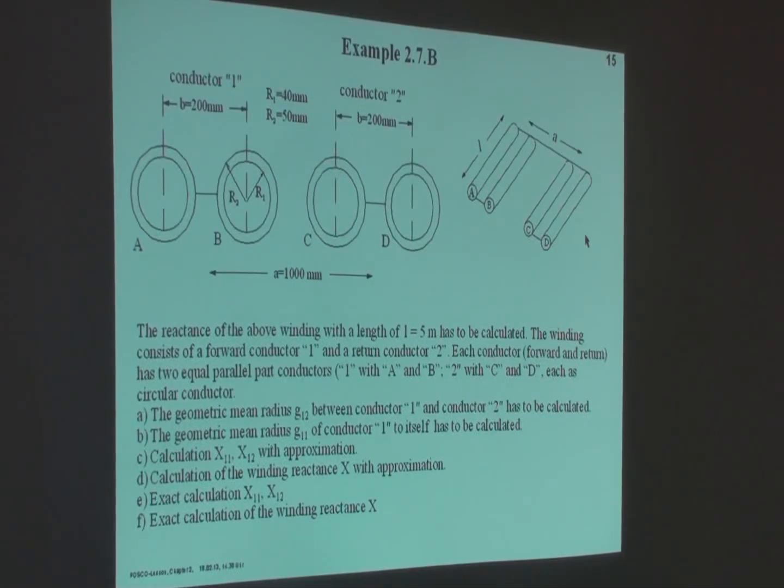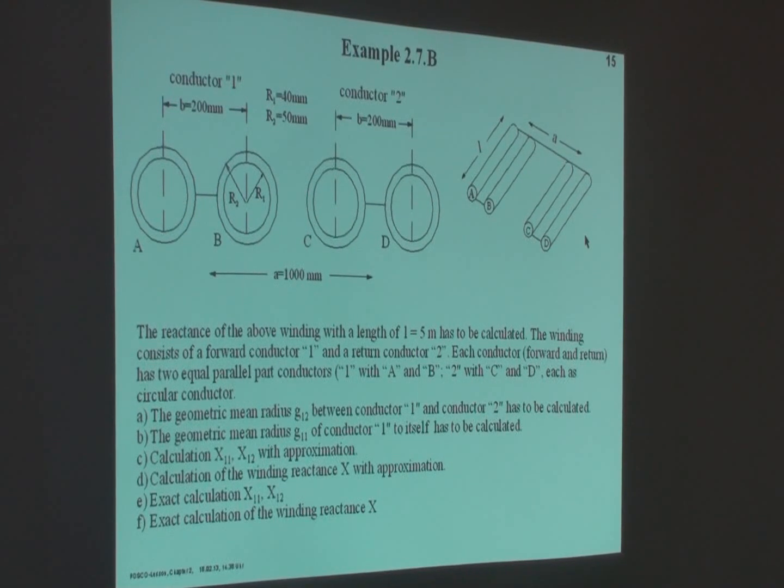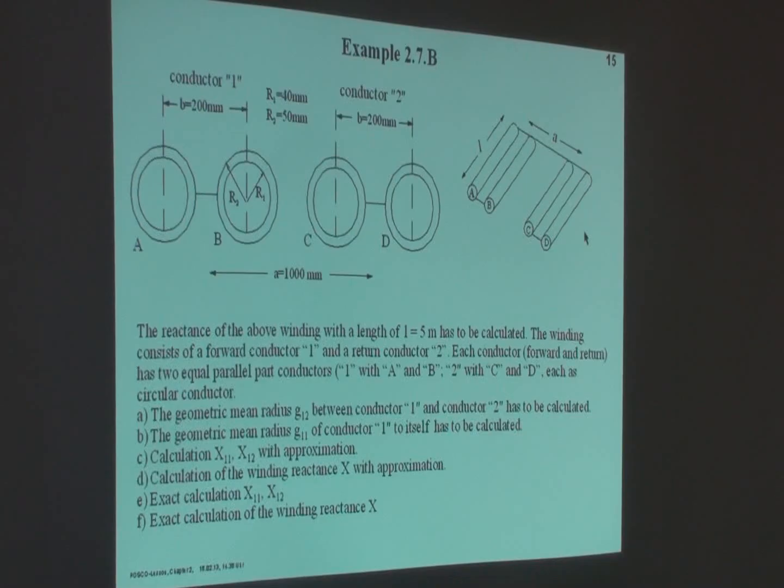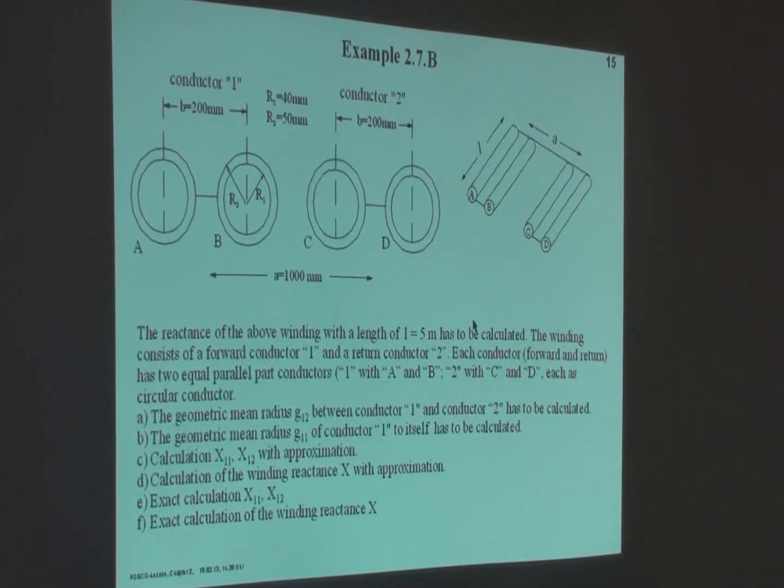So, first of all, the first step is to calculate the GMR. The conductors A and B and C and D are the same. So we have to calculate GAA. How to calculate GAA? Now we have to look in the formula list.